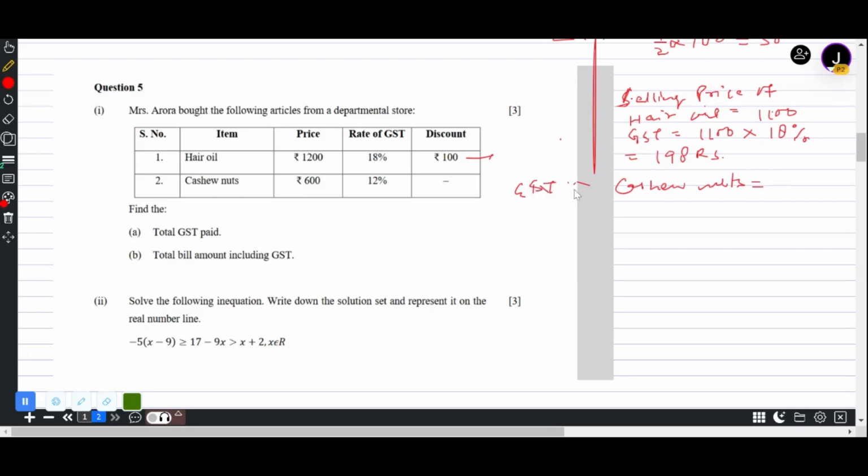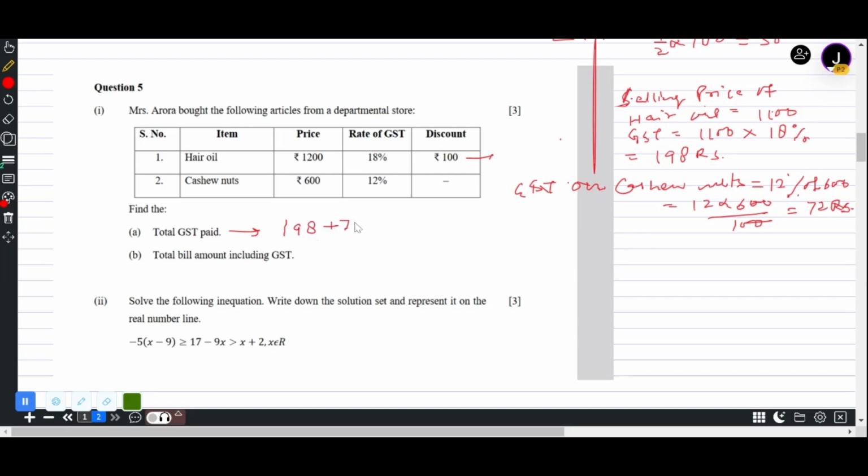Now the second item is cashew nuts. For cashew nuts she paid 600 rupees. No discounts. The rate of GST is 12%. So what is 12% of 600? 12% of 600 is 600 into 12 by 100, which is 72 rupees. So total how much GST did she pay? She paid 198 rupees plus 72 rupees, which is 270 rupees. So that is the total GST paid.